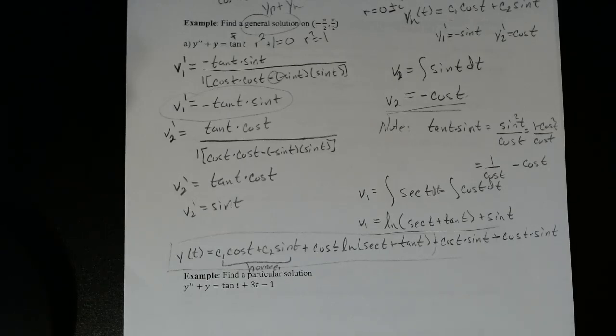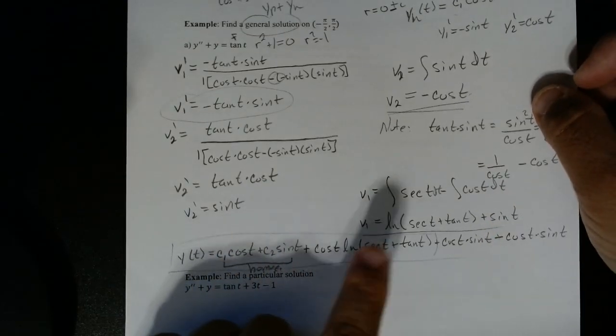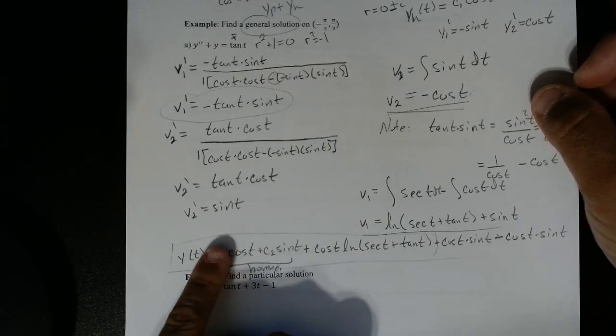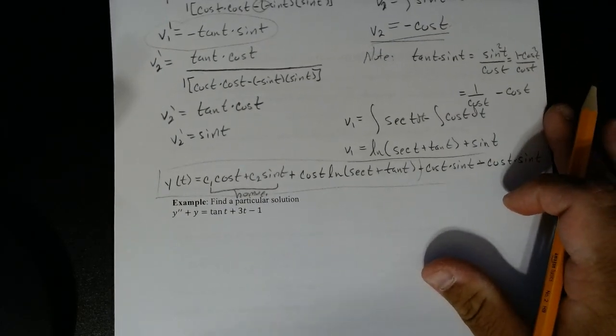A lot to do. So what if we just want the particular part? In other words, let's just do half of it. Let's just find this half, not including this half here. So that's the second situation here. So just find the particular solution to this.